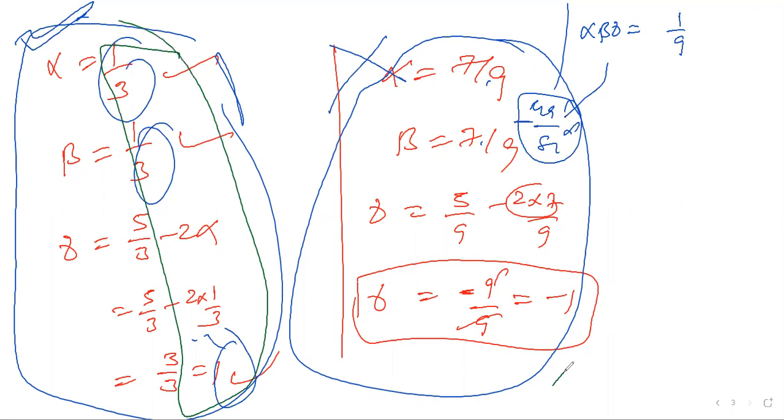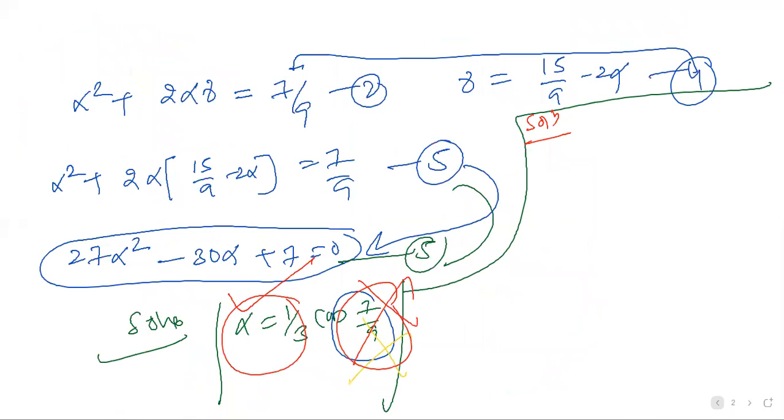So we can say the final answer: alpha is equal to 1 by 3, beta is equal to 1 by 3, gamma is equal to 1. Clear? Good. By using the conditions out of S1, S2, S3, whichever is comfortable, you can do it and move forward. Right. Shall I move to the next question?